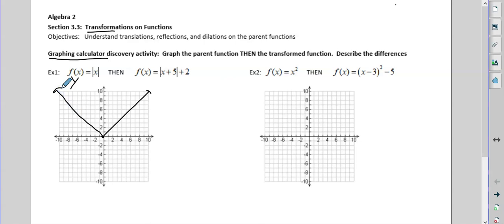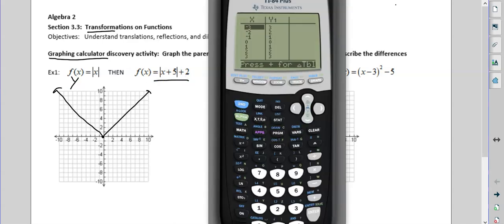All right, that's your parent function. Now we're going to put this in and see what happens to it. So I'll put this in the second one so you can see what happens. And I suggest you do this to help you understand what's going on. Always put the parent function in 1 and put the transform in 2. So here we go. So we're going to hit absolute value again. So math, number, enter. And we're going to type the x plus 5 in here. And the plus 2 is going to come out here. If we didn't put it out, it would just basically be x plus 7. Now we're going to hit graph.